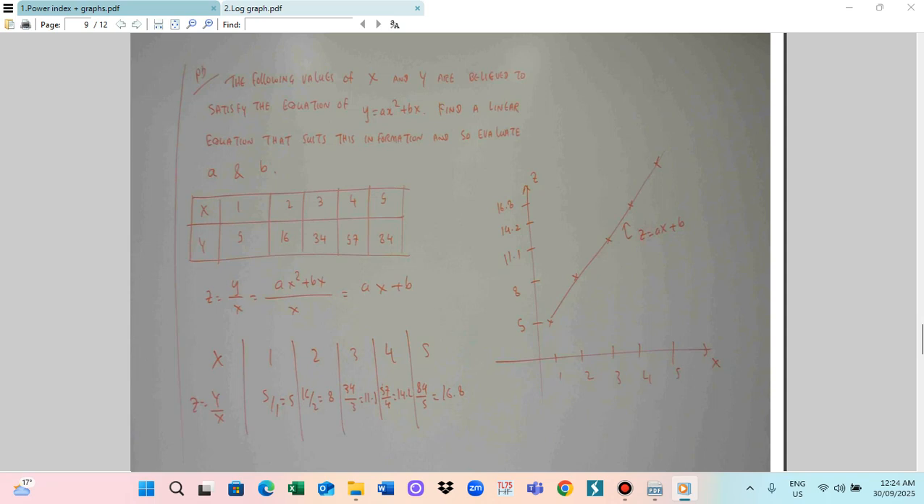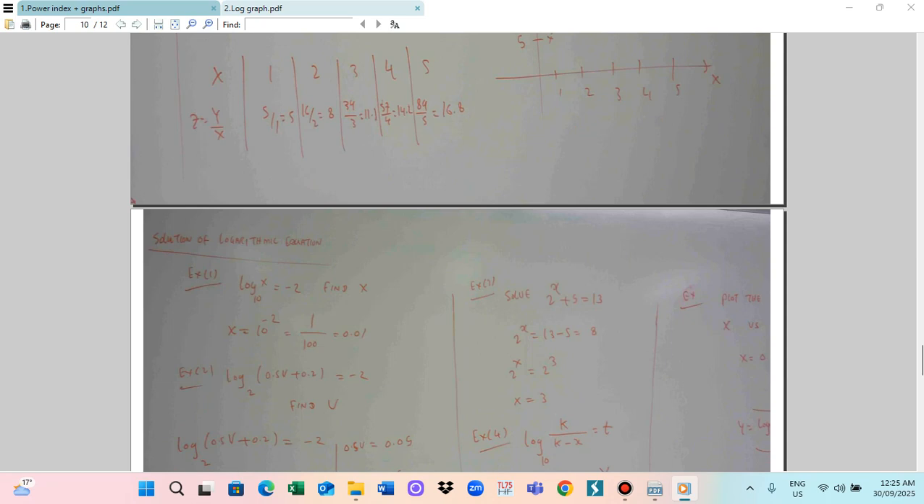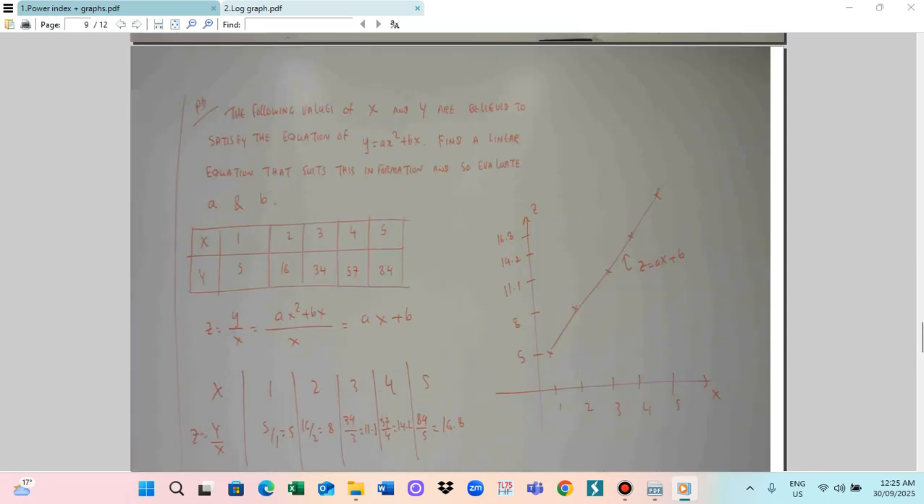And 16 by 2 is equal to 8. 34 by 3 is 11.3, 11 point 3. And 4 by 3 is equal to 1.33. This is 57 by 4, so 14.2. And this is 84 by 5, so 16.8, like this. Then you can draw the graph.